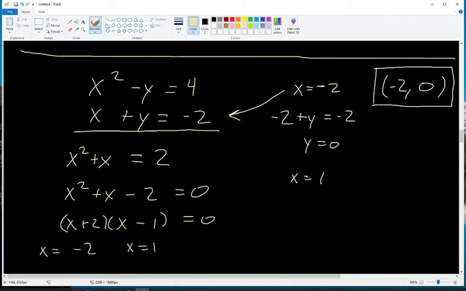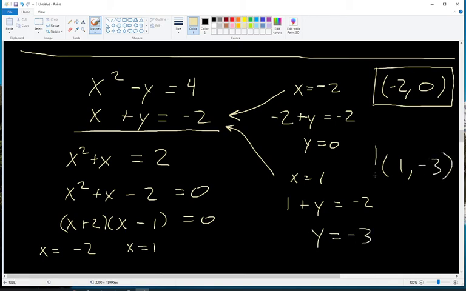Then when x is 1, I plug it in. I'm going to use the bottom equation still. I get 1 plus y equals negative 2. So x is 1. I subtract 1 across. So negative 2 minus 1 says y is negative 3.